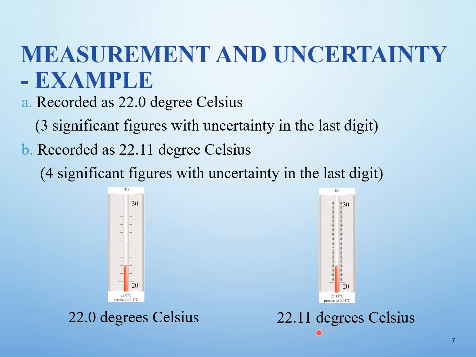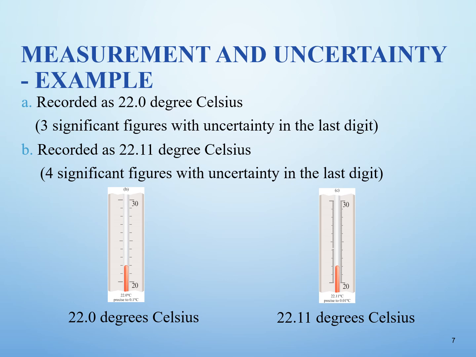So we can estimate it to be 22.1, because each little stroke there is 0.1, and then you can estimate another number there. So 22.1 is for certain. The extra one here is the estimation number. So in this case, this thermometer will give you 3 significant figures, and this thermometer will give you 4 significant figures. So it's just different.